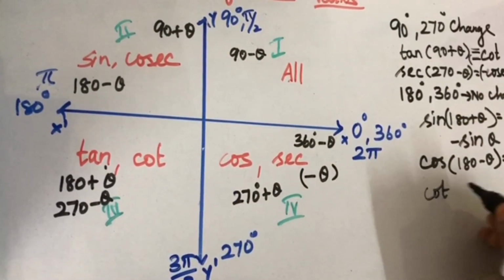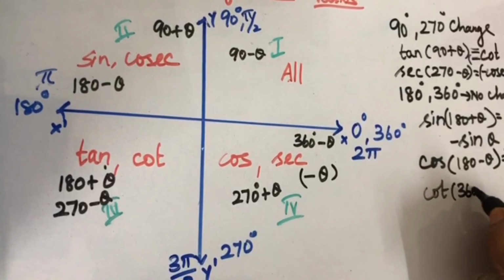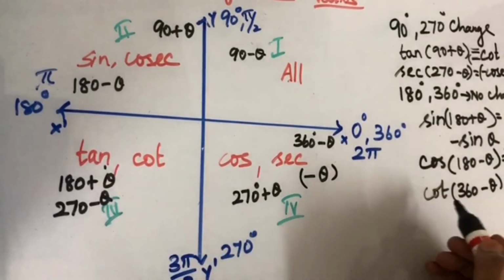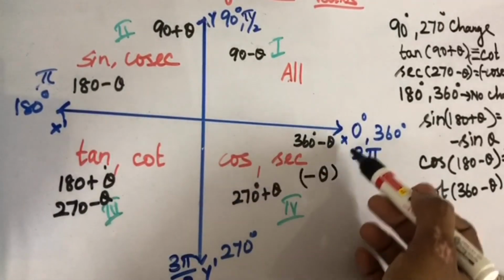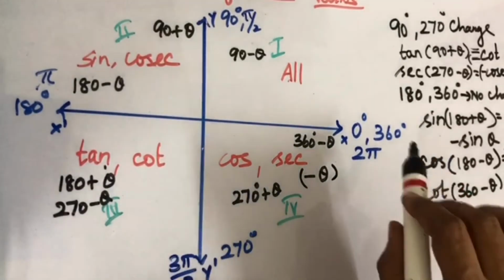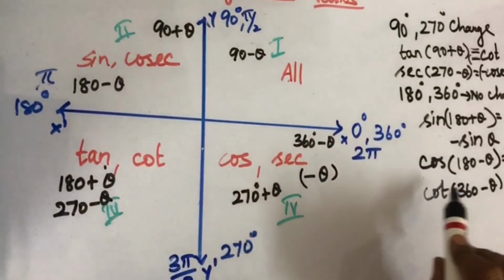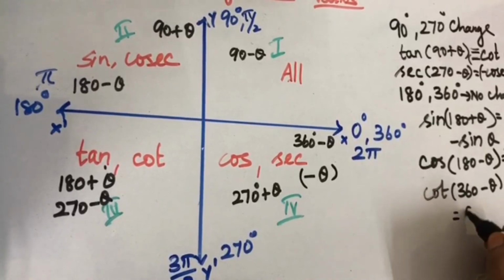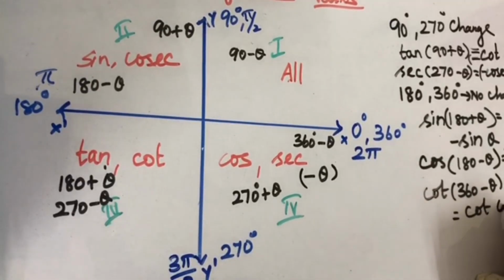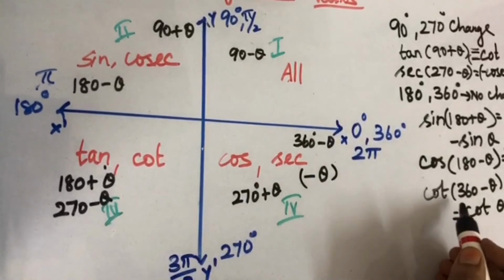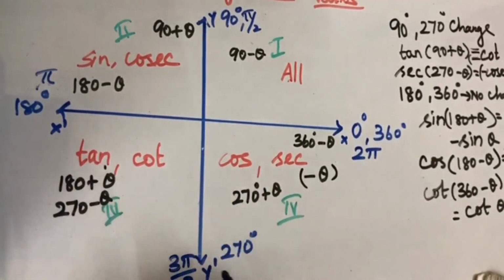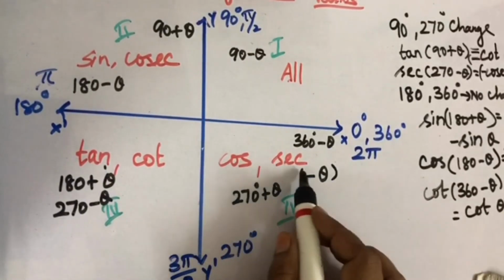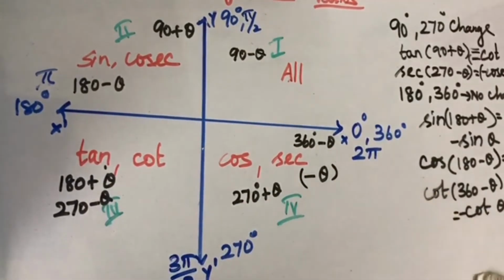Similarly, cot 360 minus theta. It lies in the fourth quadrant. For 180 and 360, no change in the ratio, so it will remain as cot theta. When we come to the sign, looking at plus or minus, here cot is negative. So it is minus cot theta.